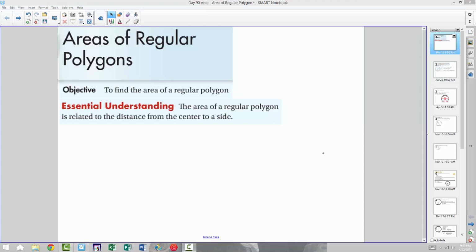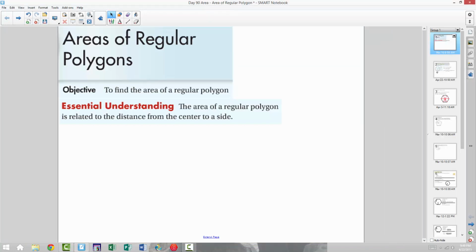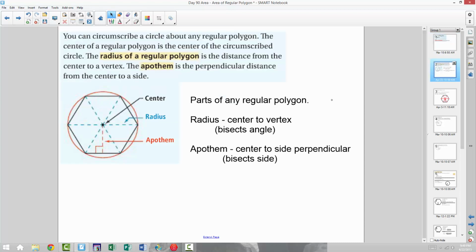Today's video lesson will be areas of regular polygons. At the end of the lesson, you should be able to find the area of a regular polygon. Remember that a regular polygon has all equal angles and all equal sides. So a regular polygon has a center, has a radius, and has an apothem.